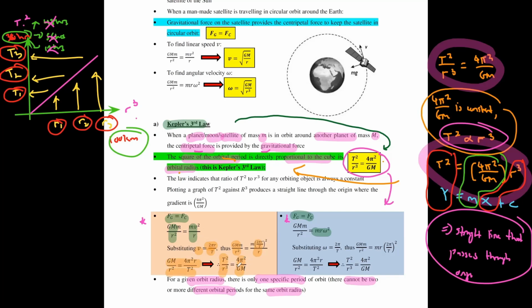But if you use the other form of centripetal force, which is mr omega squared, you will get GMm over r squared equals mr omega squared. You get rid of omega to give you an expression for period. The equation that you learned from the previous chapter was that omega equals 2 pi over T. You sub in for omega, and eventually you will be able to simplify to get T squared over r cubed equals 4 pi squared over GM. So these are two different ways of deriving the same equation.